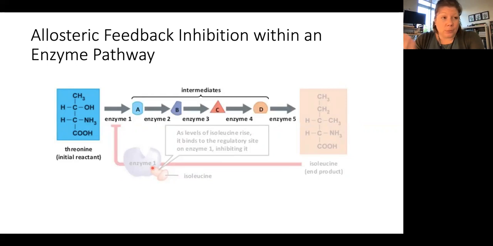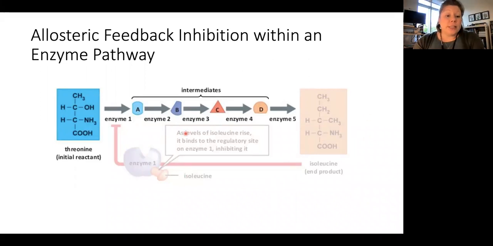Over time, though, the cell is going to use up the isoleucine. So this inhibitory signal will be depleted. Enzyme 1 will be free now to continue to produce isoleucine, or really enzyme 1 will be free to produce product A, and then product A can be converted until ultimately we make up the level of isoleucine that the cell needs again. So this is sort of a seesaw or a teeter-totter of making more until it inhibits, and then making some more until it inhibits, and then making some more.